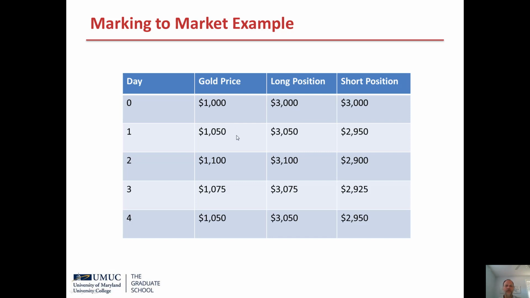If the gold price increases to $1,050, then $50 is removed from the short side, added to the long side. If it goes up another $50, then another $50 is removed from the short side to the long side. Then if the gold price drops by $25, $25 is removed from long and added to short. If the gold price drops by another $25, 25 more dollars is removed from the long side and added to the short side. So since you have this margin, neither party can really default on the account.